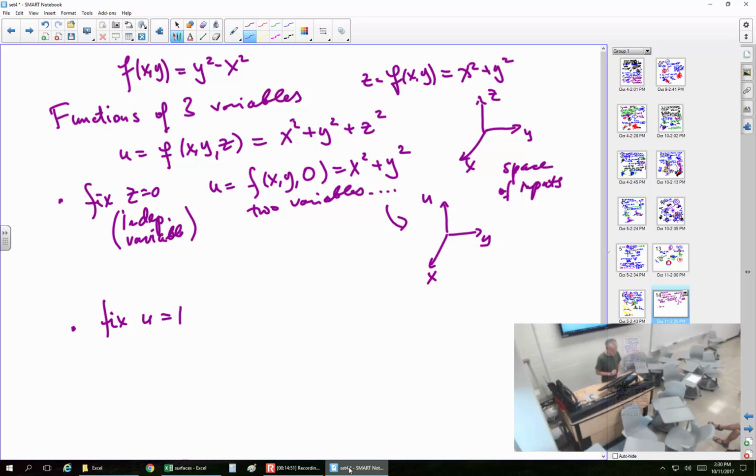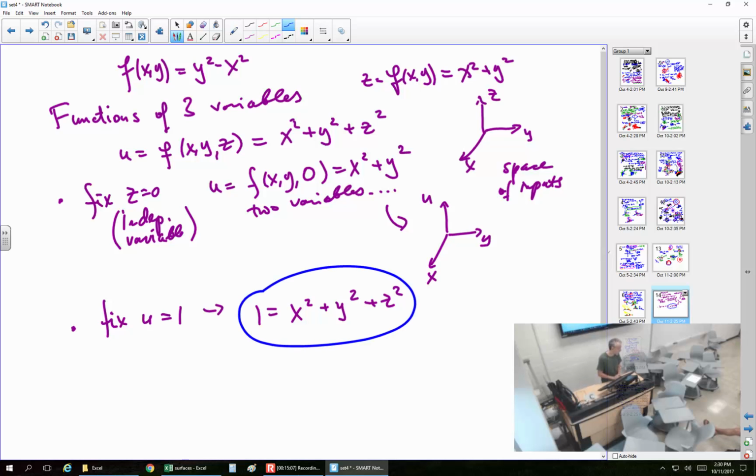equal to 1. Okay, so then what I end up with is 1 equal to x squared plus y squared plus z squared. Okay, so what are we looking at? A sphere of radius 1. It is a sphere of radius 1. Okay, so this is the analog of what?